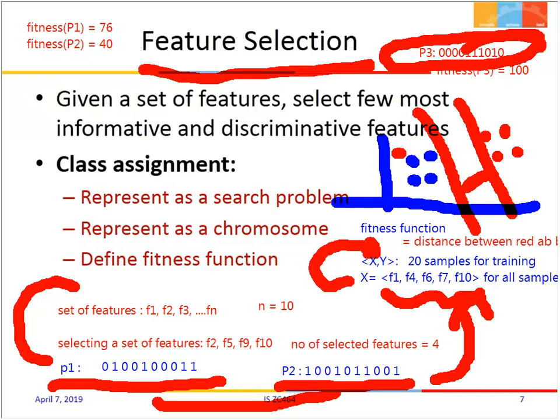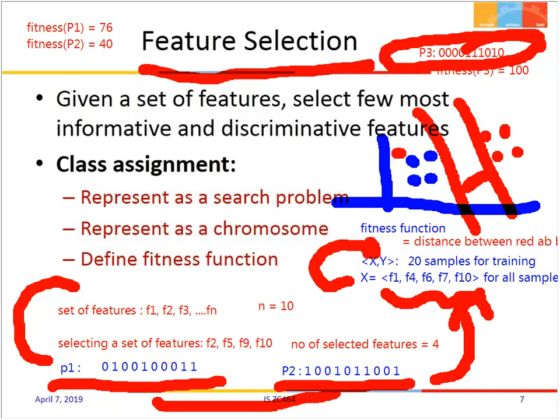There is no formula for calculating the fitness. You have to understand that fitness is calculated for producing certain results. I could even take the fitness function as the overall accuracy of classification. I may have the validation set and then I would go for classifying those points in the validation set, those X and Y pairs, which will produce some accuracy. So based on the selected features using P1 or P2, we will have the corresponding accuracy of the samples in the validation set.